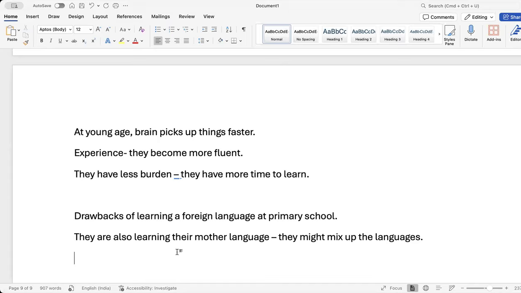Any other thing? Drawbacks of learning at primary level. One more drawback we need. Sir, they will have less time to play then. But they will have less time to play in secondary school too. That is not a drawback of primary school. Wherever they spend time, they will have less time for other activities. What else?